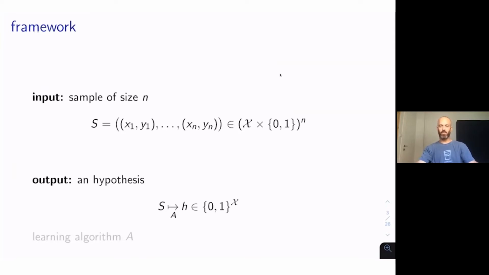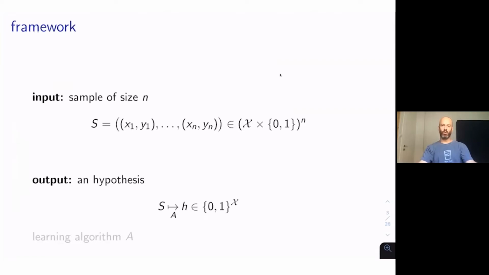So the framework we consider here is the data we get is a sequence of n examples. Each example is a point x and its label y. So you can think about x as being an image and y as being the answer to the question, does the image contain a dog or not? So a list of pictures and some object, does it appear in the picture or not? So this is the data we get.